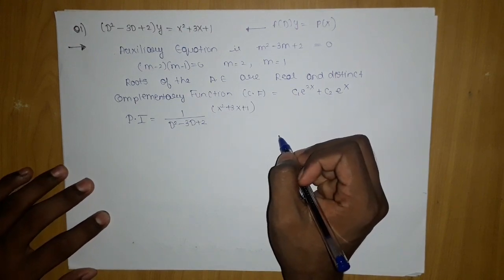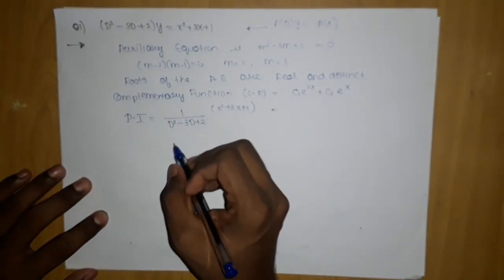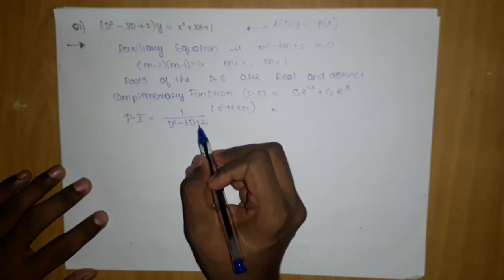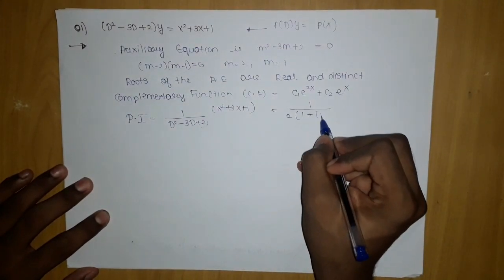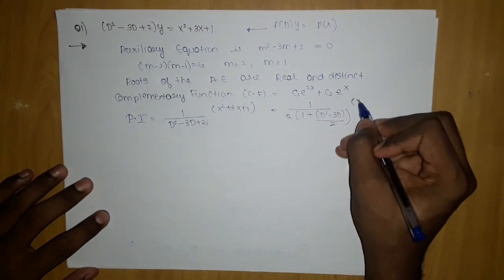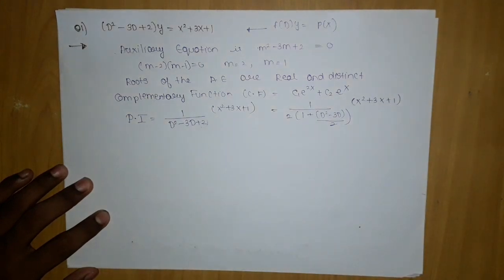After this, what we are going to focus on, take the lowest power outside. So what is the lowest power here? Here 2 is the lowest power because D power 0 is there. So we are going to take the 2 outside. 1 by 2 times 1 plus (D square minus 3D) by 2. That is what students do: they think that D should be taken out. They forget that D power 0 is the lowest power. Please don't make that mistake. Always look for D power 0 or the lowest power.